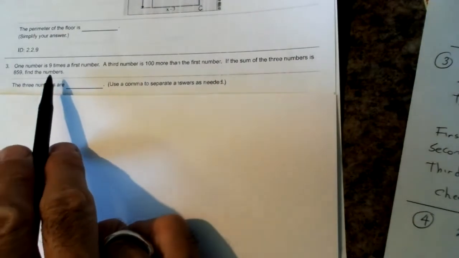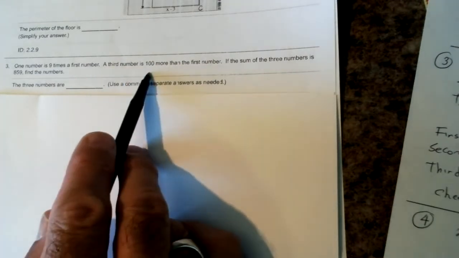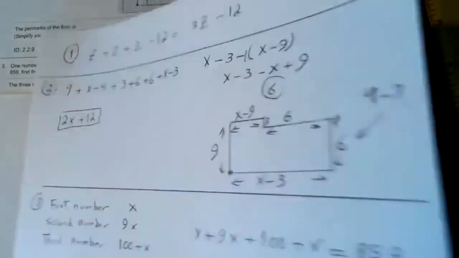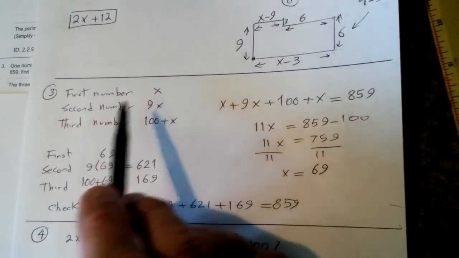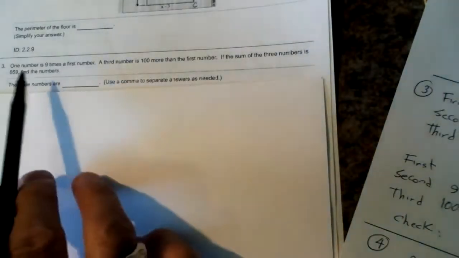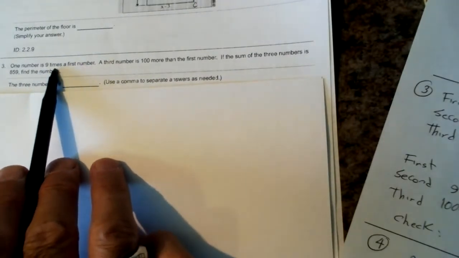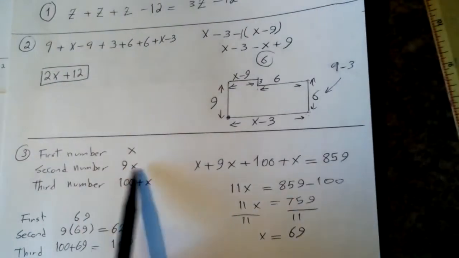Number 3. One number is 9 times the first number. See here, we are talking about 3 numbers. And we understand the first number is unknown. So why don't we assume that the first number is x, because we don't know what it is. But they are saying that the second number is 9 times the first one. So that means if that is the second one, the second is 9x.